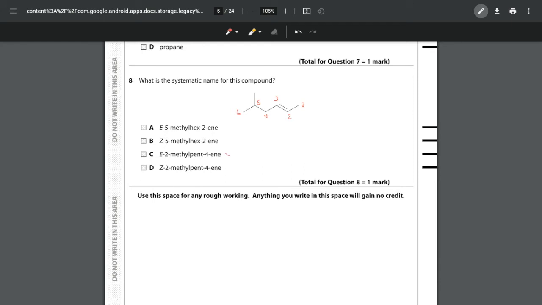So that automatically gets rid of C and D. Now we just have to figure out if it is an E isomer or a Z isomer. So we have to look at where our R groups are. And we have an R group at the top of the double bond and an R group at the bottom of the double bond. So when they are on opposite sides to each other, they are enemies, and the E in enemies tells us that it is an E isomer. So our answer must be A.